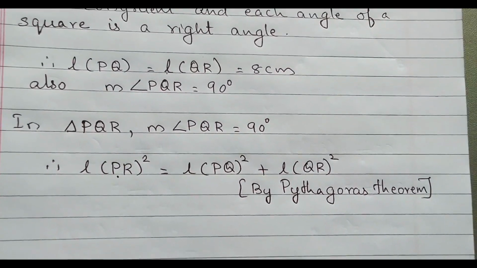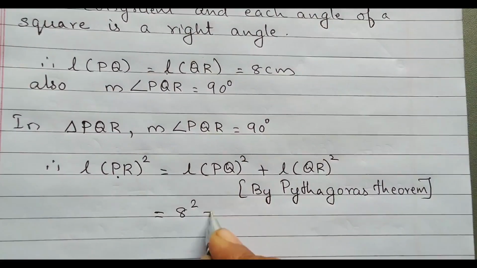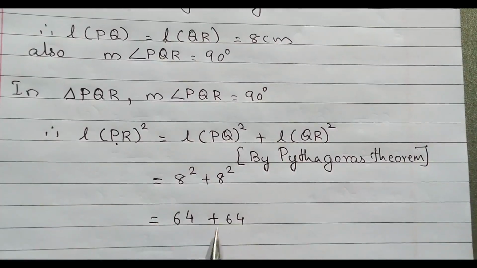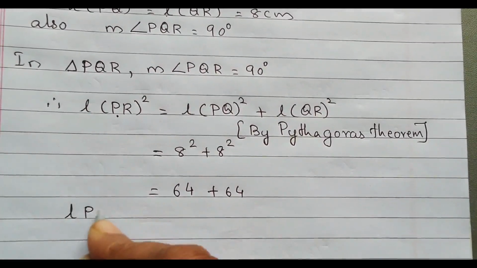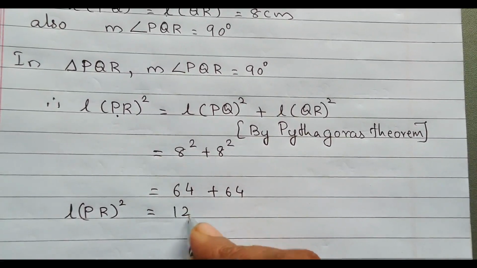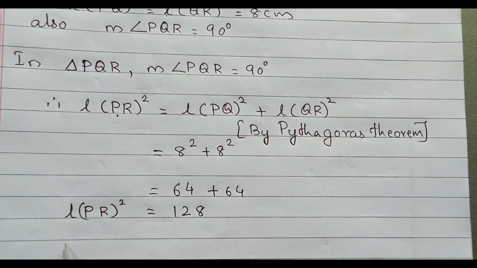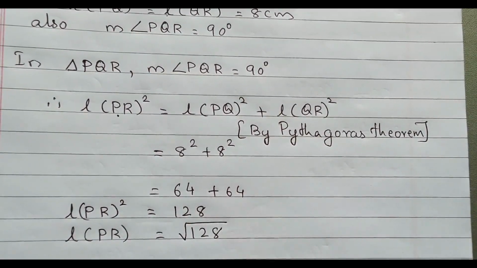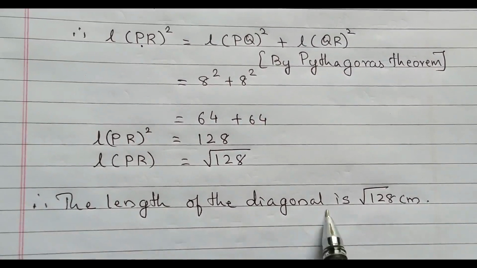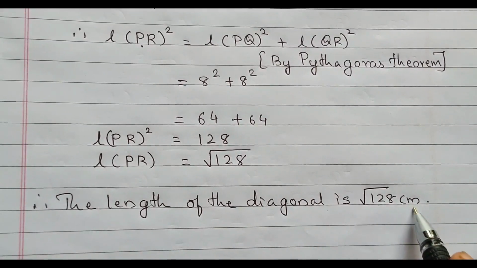Now, let's substitute the values. PQ and QR are 8 centimeters each. So, we get 8 square plus 8 square. 8 square is 64. So, you get 64 plus 64. So, you get length PR square is equal to 64 plus 64 is 128. So, length PR is the square root of 128. We got the length of the diagonal PR as square root of 128. Therefore, the length of the diagonal is square root of 128 centimeters.